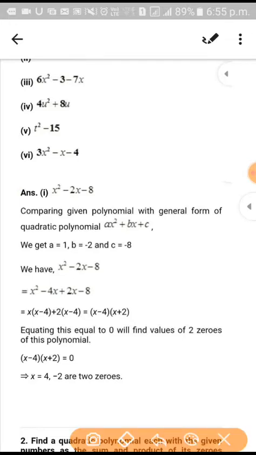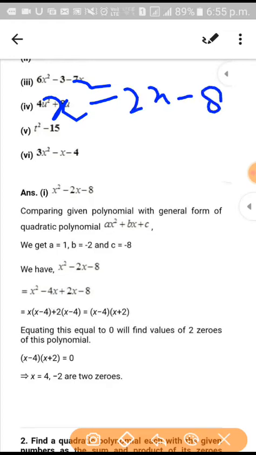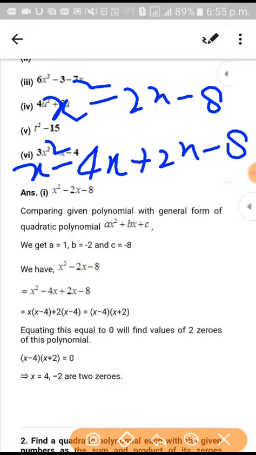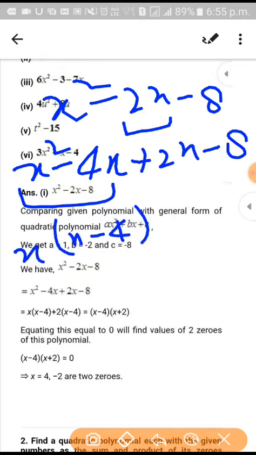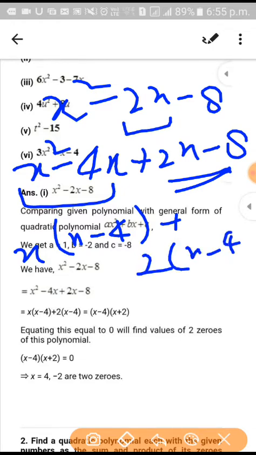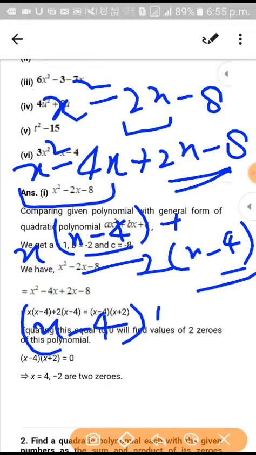So we can write x square minus 2x minus 8 as x square minus 4x plus 2x minus 8. You can compare here, minus 4x plus 2x is minus 2x. Among the first two we take x common, x minus 4, plus in the other two we take 2 common, that is x minus 4. So x minus 4 is common, and the remaining is x plus 2. So these are the factors.